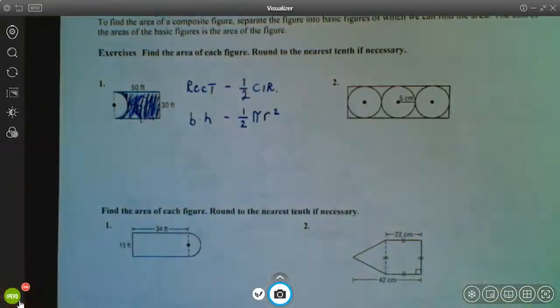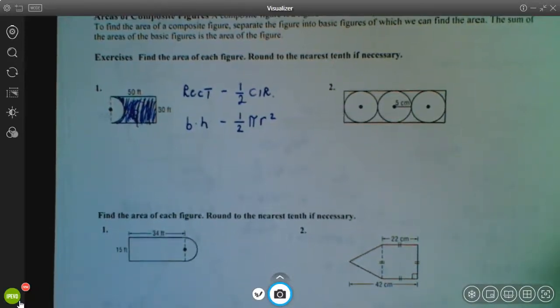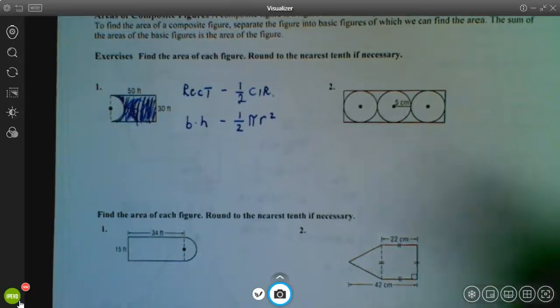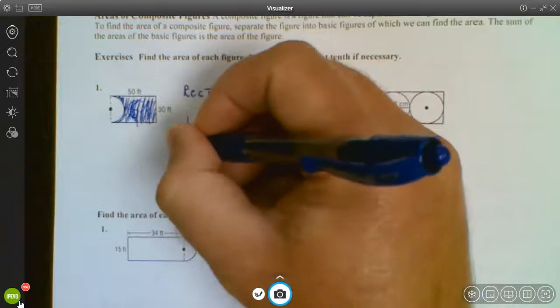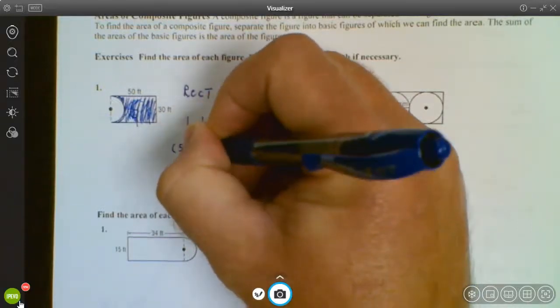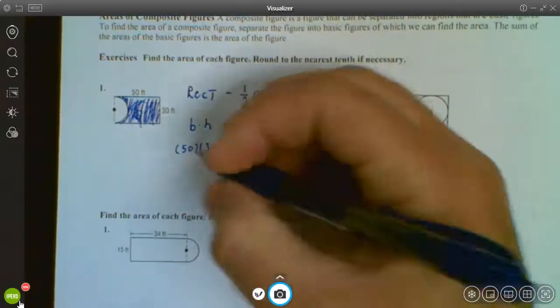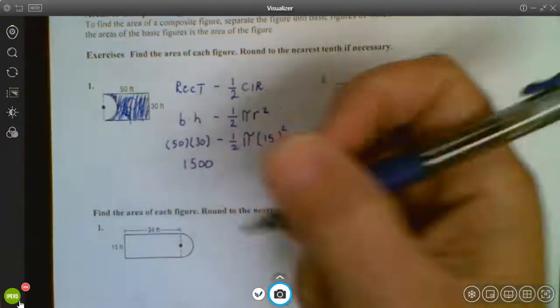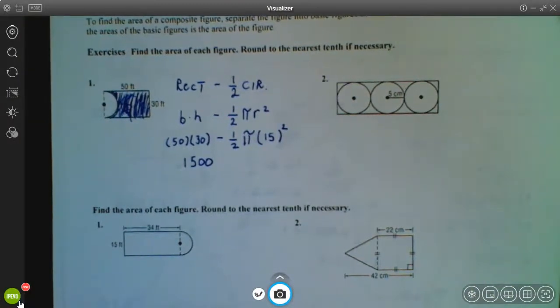Now guys, on the test, depending on which test we're taking at the time, I will often give you this process question by question. Like the first question may ask, what's the area of the rectangle? Well, if we just did base times height, 50 times 30, so 50 times 30 would be 1,500, right? So we have the area of the rectangle.